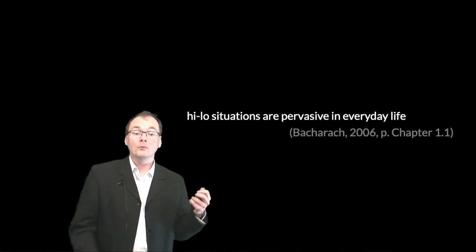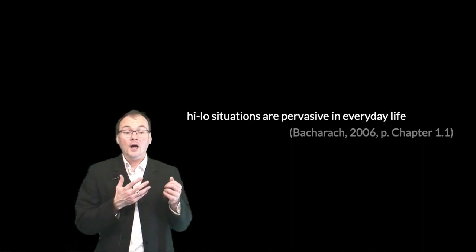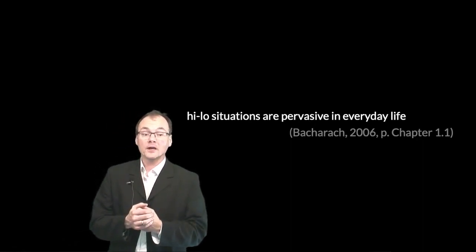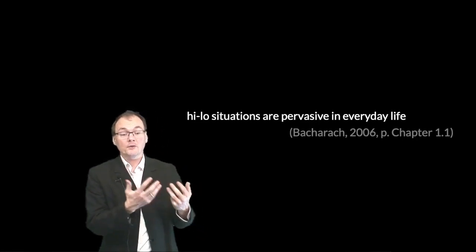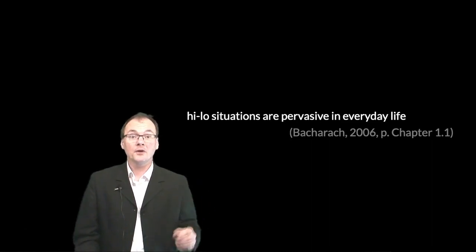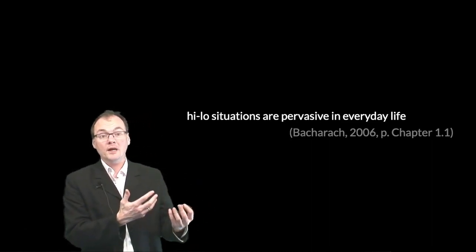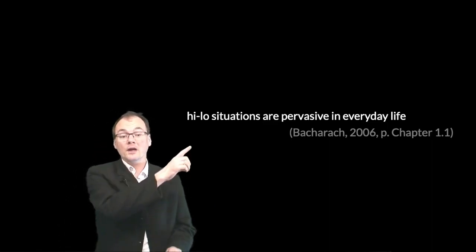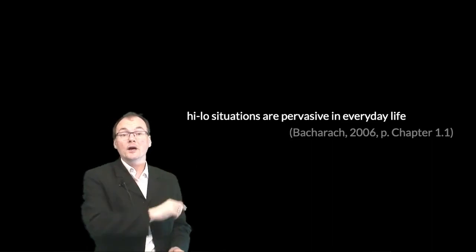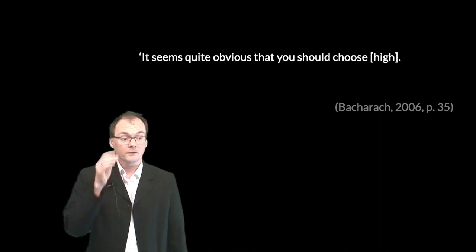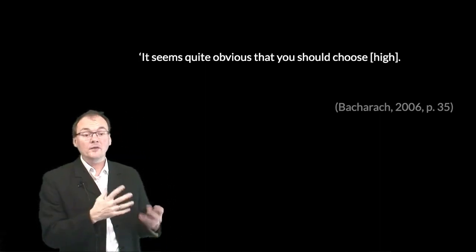Moreover, says Bacharach, high-low situations, games like this, are absolutely pervasive in everyday life. And I won't go through that now because time is short, but if you have a look at chapter 1 of that book, you will see that I think he goes through 8 or 9 everyday situations involving things like meeting people, picking up parents and so on, which look like high-low situations. Also, this game is sometimes called the footballer's problem, where footballers may have a choice between 2 different pathways they can take.